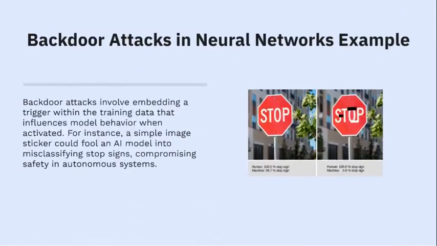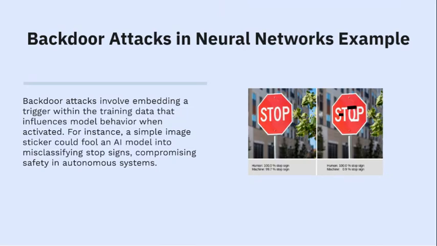The second example is a backdoor attack in neural networks. A small trigger, such as a sticker on top of a stop sign, can make the AI classify it as a different object, leading to potential security risks in autonomous driving systems.